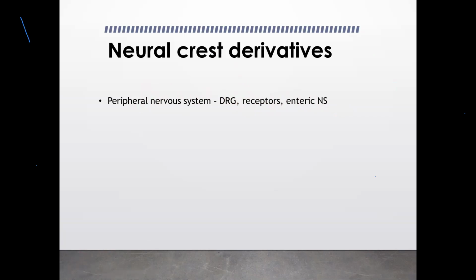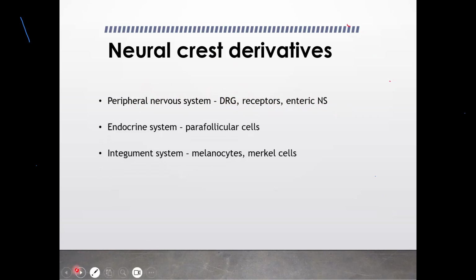Then we'll go ahead and talk about the endocrine system. In the endocrine system, we'll have parafollicular cells, the parafollicular cells of the thyroid gland that produce calcitonin, which enables the regulation of calcium. Those are some of the cells that will be found in the endocrine system. Of course, we'll have other cell types there. Go and check what are the other derivatives of the neural cells in the endocrine system.